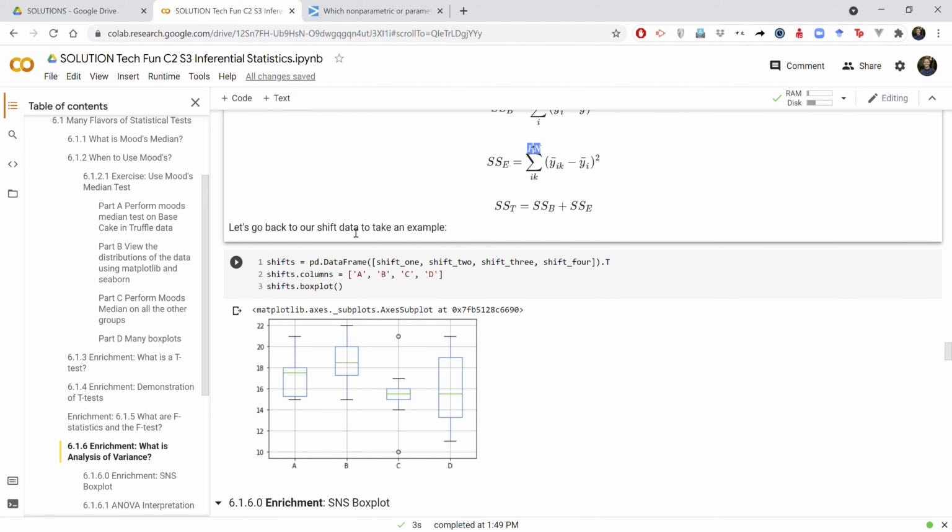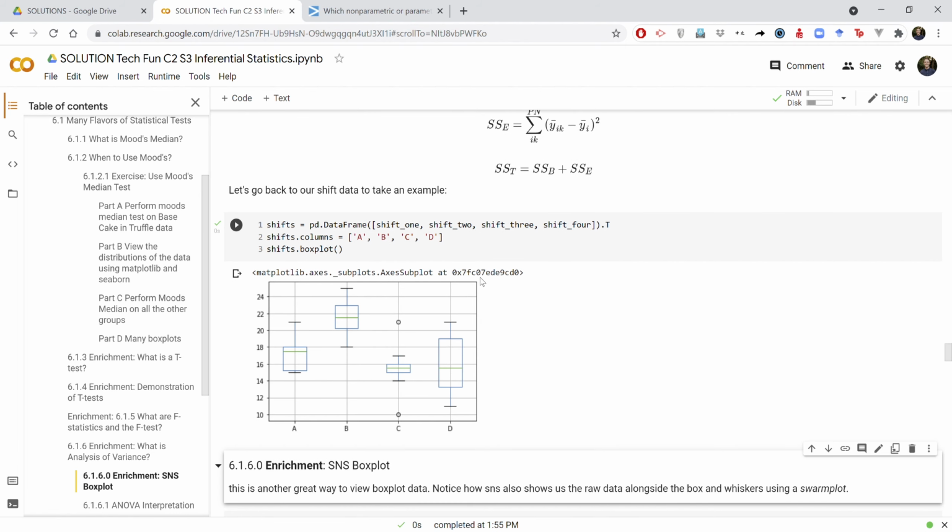Let's go back to our shift data to take an example. We had shift 1, 2, 3, and 4. We found that shifts 1 and 2 were very significantly different, whereas C and D were more close to each other.